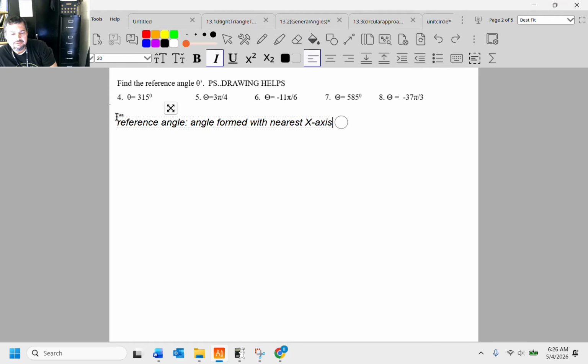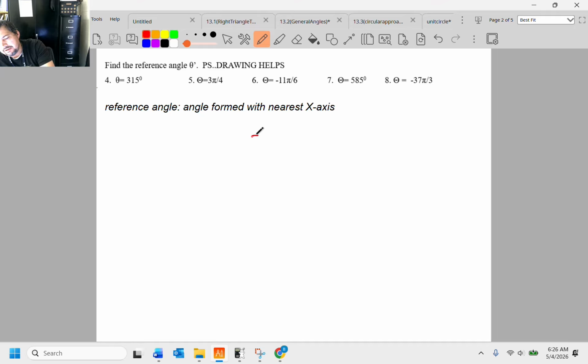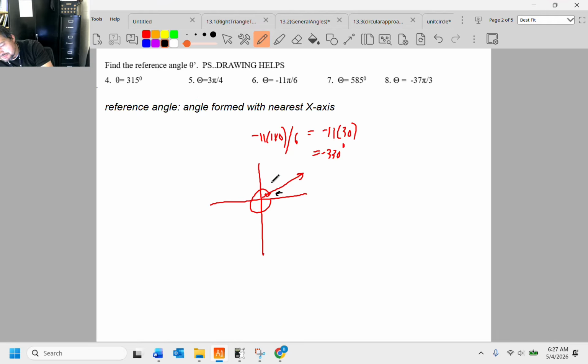Let's see here. Let's do 6. So we got our negative 11 pi over 6. We're going to have to make that 180 degrees. And that's going to give me a negative 11 times 30, because 180 over 6 is 30, which is negative 330 degrees. Now, a negative angle rotates like a clock. So we're going to rotate 180, 270, and then 60 more. Here's the angle. That's what she looks like. But the reference angle is right here, and it measures 30 degrees, because it's the angle formed with the closest x-axis.